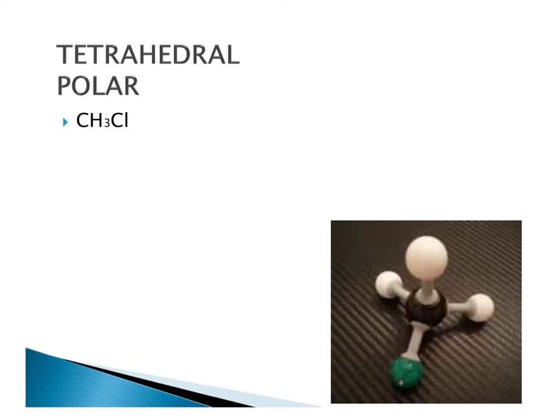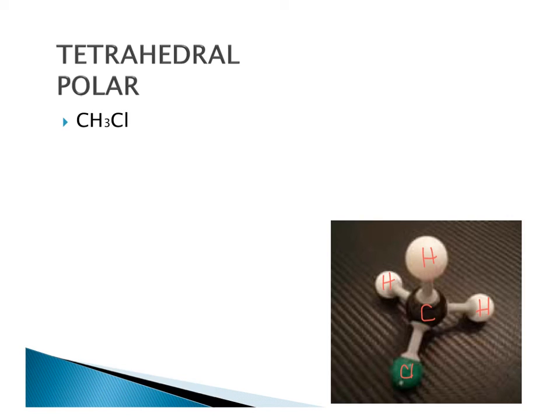Now, in this example, we have a tetrahedral shape, as you can see. However, in this case, we actually have the outside 3 being H. However, the fourth outside element is not H, but Cl instead. So even though this is a tetrahedral shape, the electronegativities are not the same.